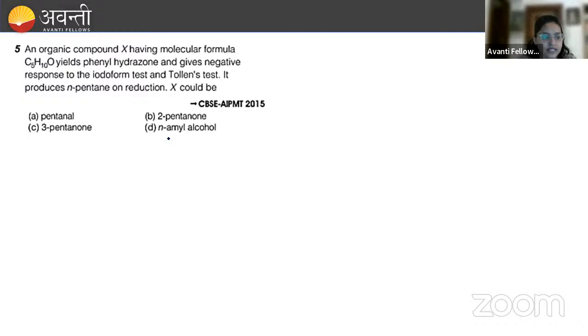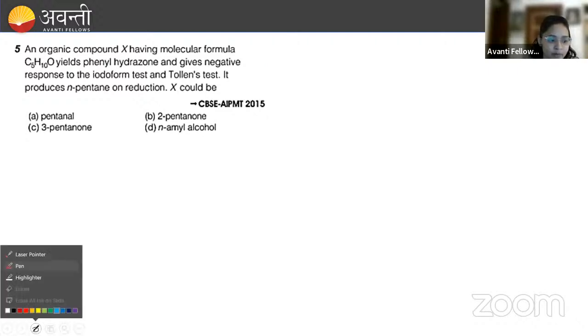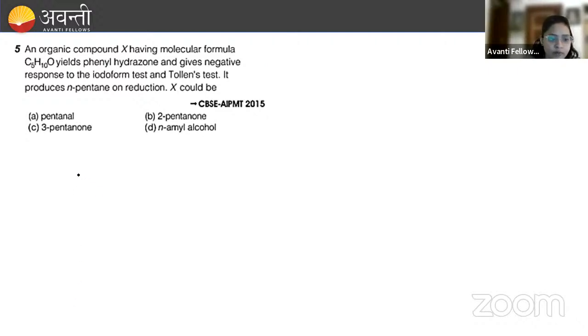So here what is given, since this X compound yields phenylhydrazone and gives negative response to the iodoform test and Tollens test, it must contain what? Carbonyl group. Okay, it must contain carbonyl group, but is neither a methyl ketone nor an aldehyde. Okay, यहाँ पे ना मिथिल कीटोन है उसमें. ठीक है, एक कंपाउंड मिथिल कीटोन नहीं है, एक जो सब्स्टिट्यूएंट है हमारा R ग्रुप वो मिथिल नहीं है, और यहाँ पे अल्डिहाइड भी नहीं है, क्योंकि अल्डिहाइड टोलेंस टेस्ट पॉजिटिव देगा.